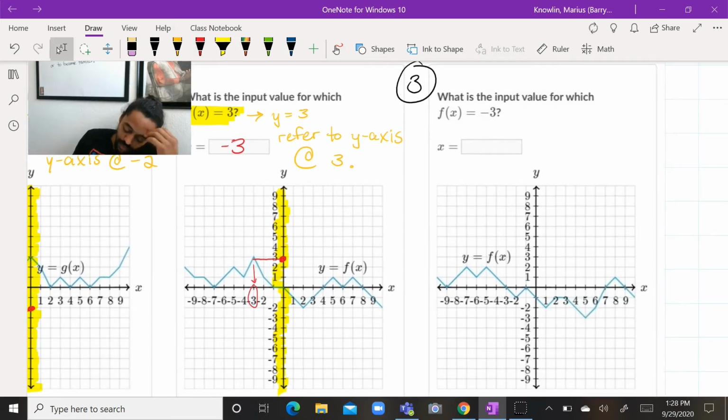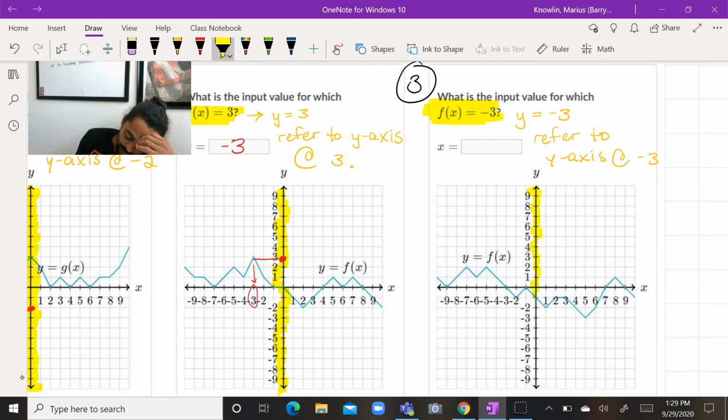And let's take a look at one more problem here. Take a look at number 3. Okay, so once again we know that y is equal to -3. So that means that we have to refer to the y-axis at -3. So let's go to our y-axis.